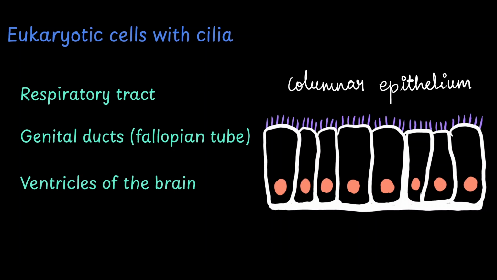They are found in the respiratory tract, meaning your nasal cavity, your trachea, bronchi, etc. Genital ducts, which is your fallopian tube, the tube through which the ovum moves from the ovary into your uterus, and finally, ventricles of the brain. These are spaces within the brain and spinal cord where there is circulation of cerebrospinal fluid. The cells lining these spaces are ciliated columnar epithelium. The cilia move in a certain fashion, so the movement can allow for circulation of the CSF.